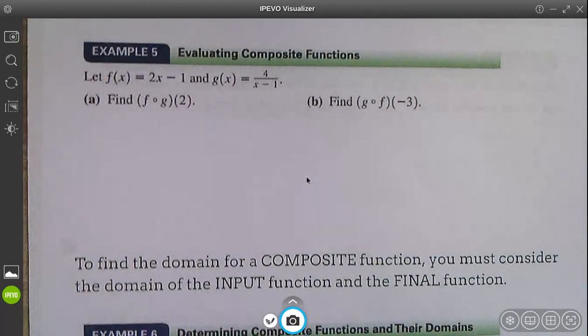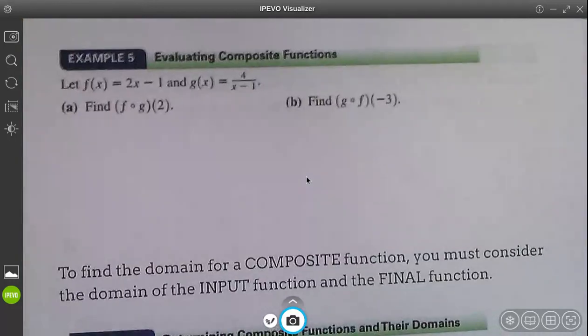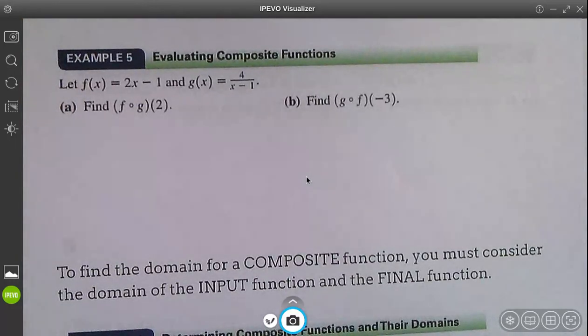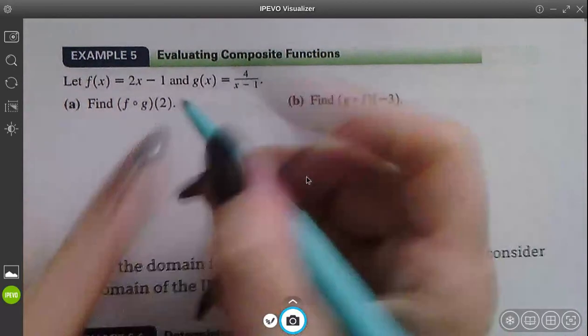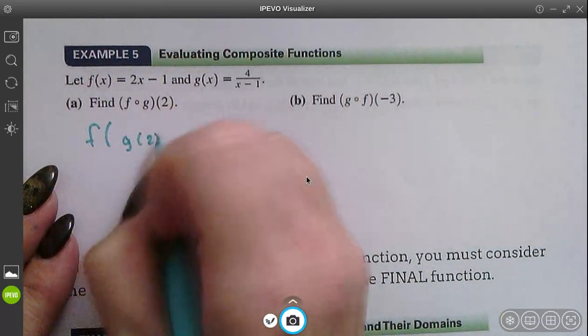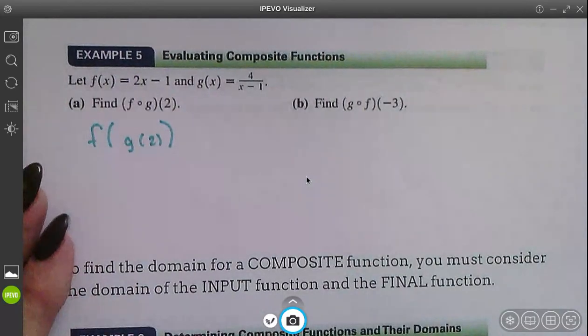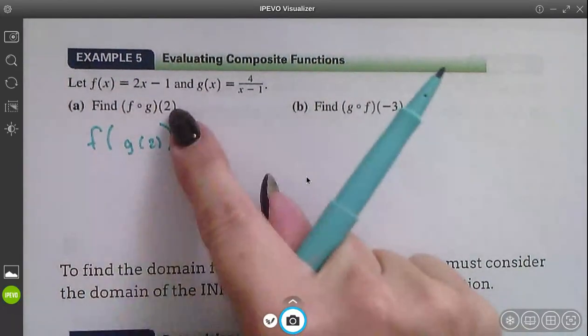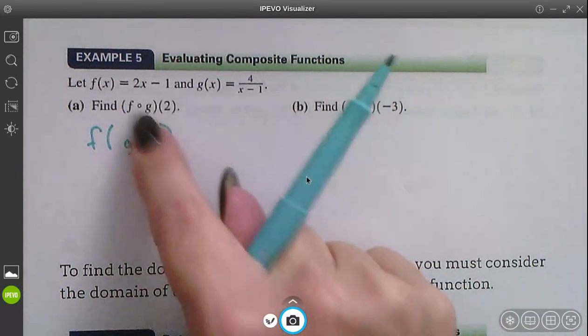It's far easier, I think, if they give you numbers. So that's what we're going to start with, and then we will work to when we just have variables, which is a little less easy to do, I think. So in this example, f circle g of 2, that means f of g of 2. When you're working with these functions, you want to start from the right basically and work your way left.